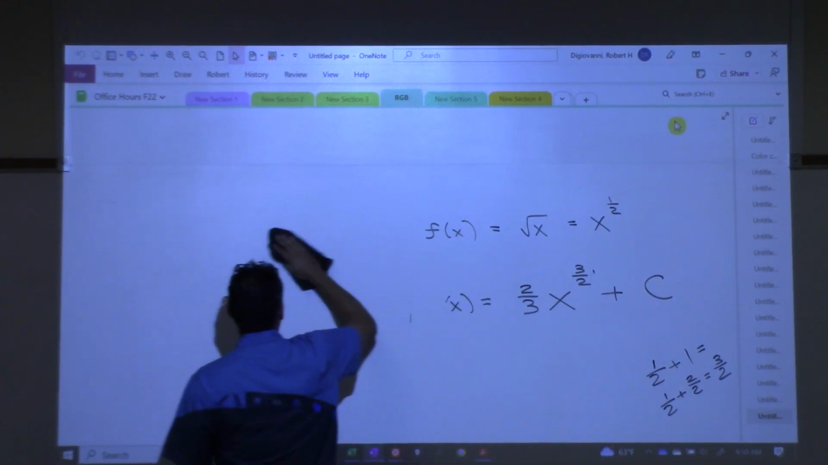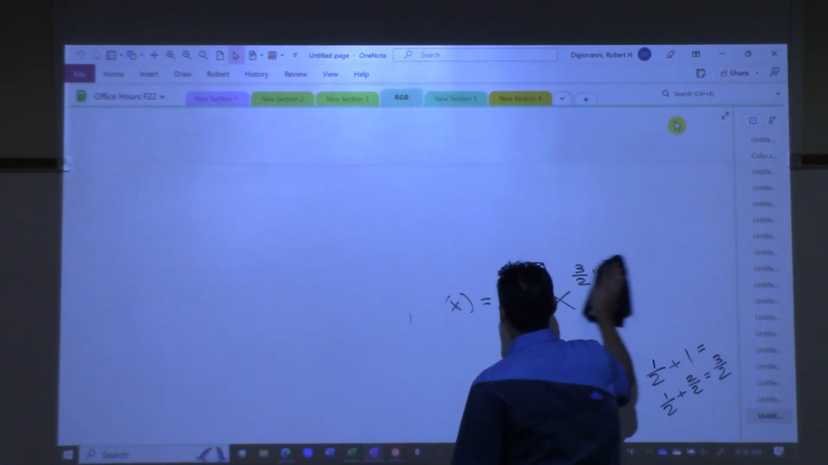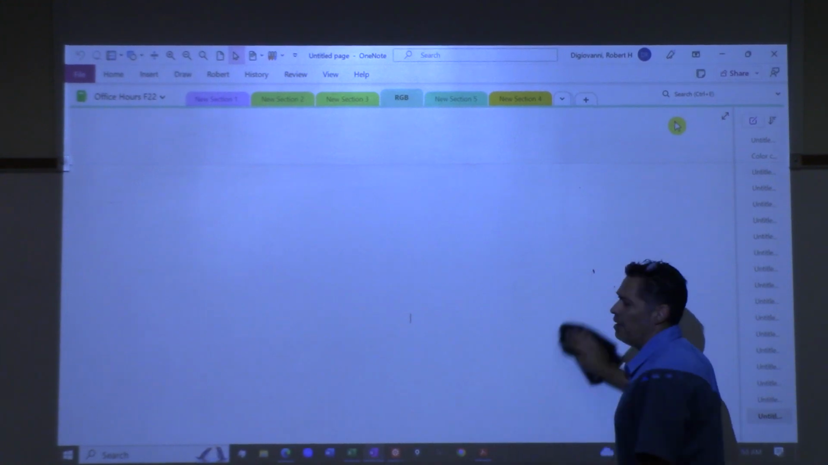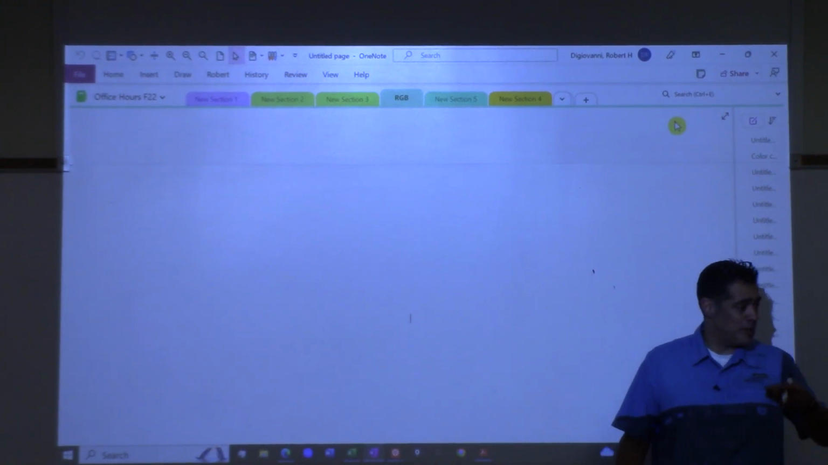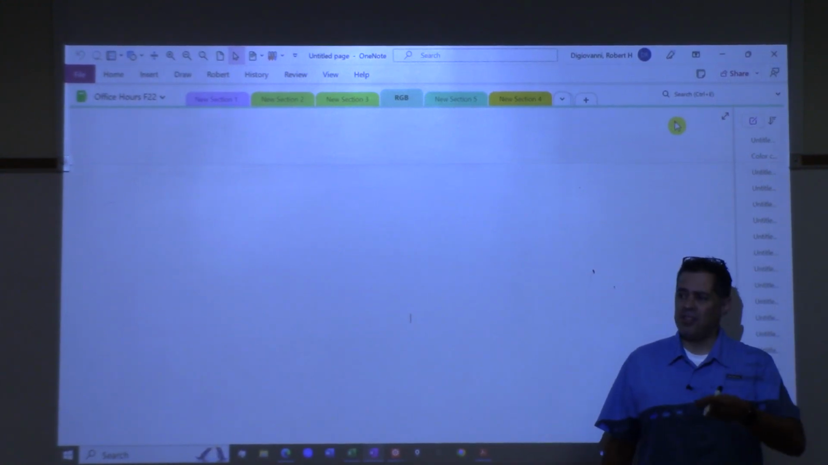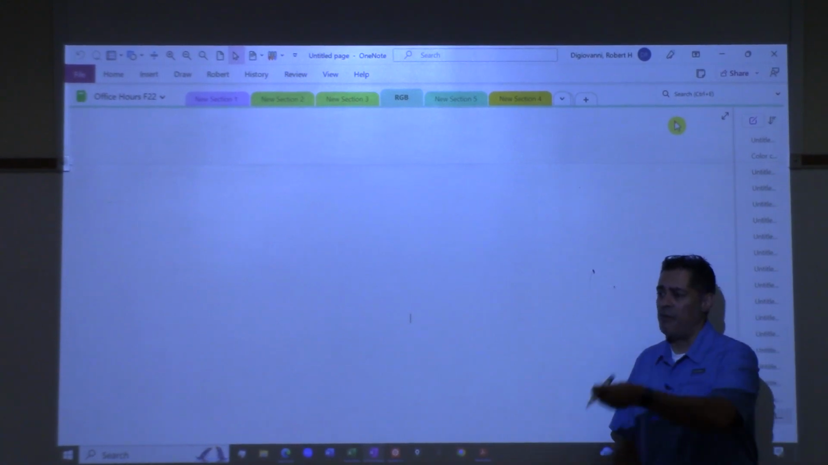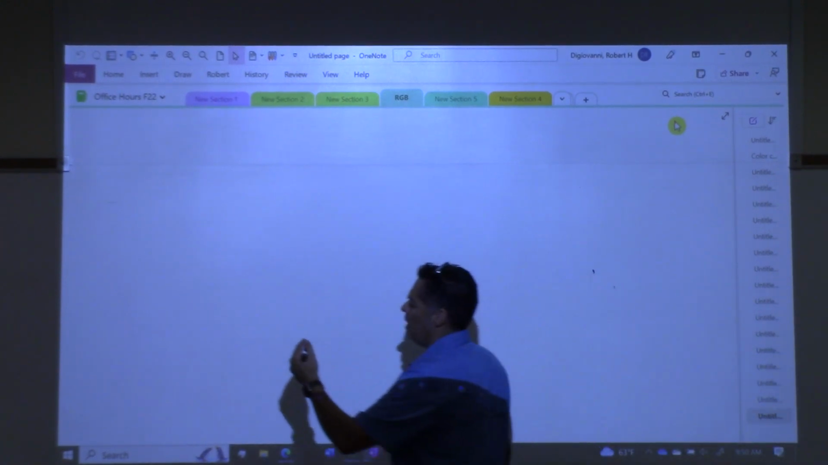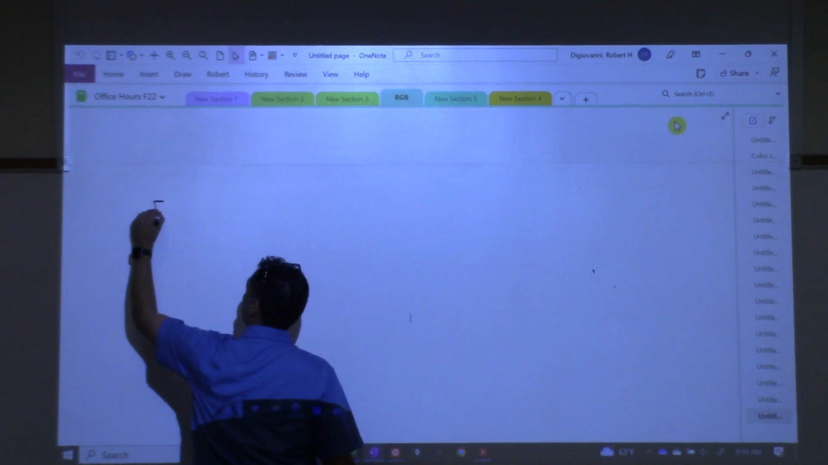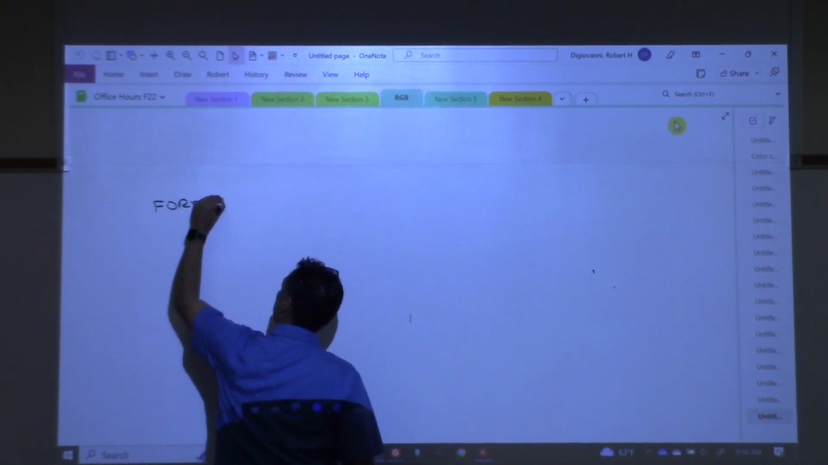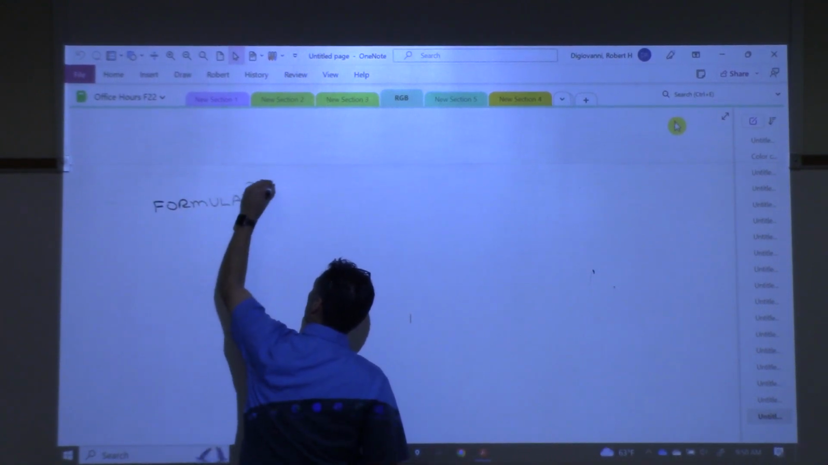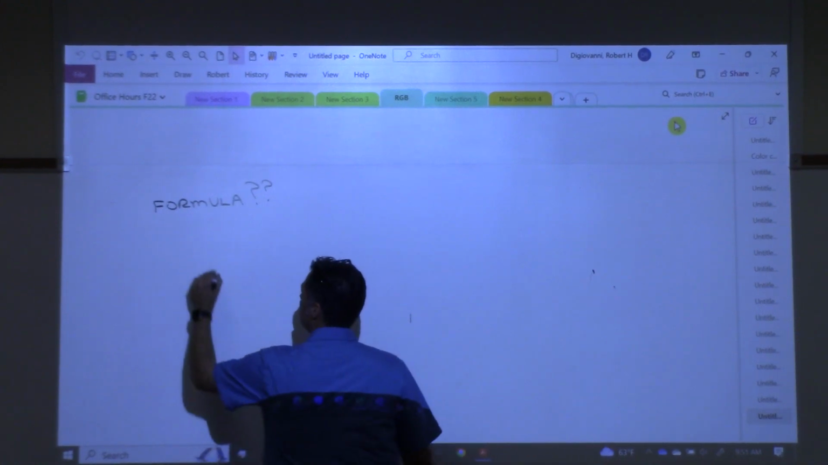I think we all understand, I hope we all understand, the basic premise here is that we need to add 1 to the power, right? And then we need to put something out front that kills that off when it comes down. So let's try and find a general formula. Let's see if we can. Maybe we can come up with one.